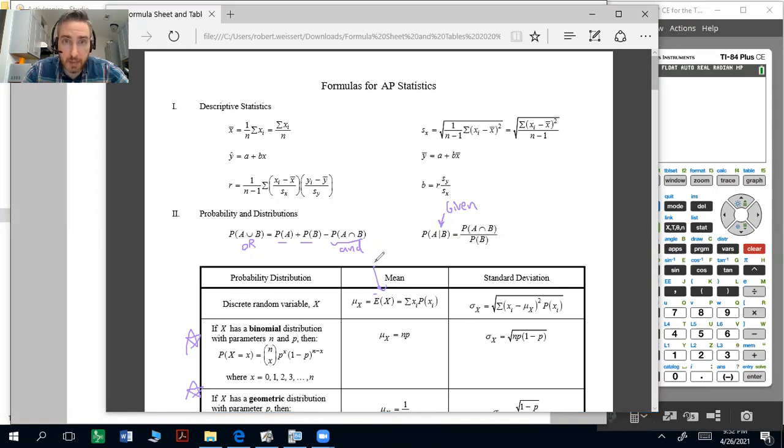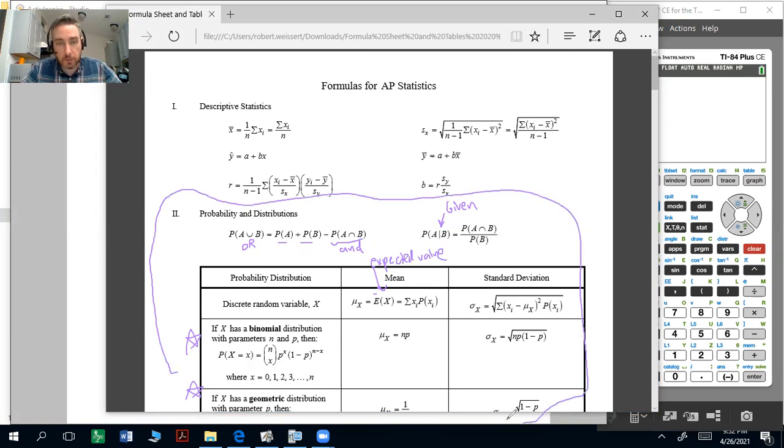This E(X) is expected value. So most of your stuff centered around probability is right there on that first page in section 2. So we'll refer to that if we need to.